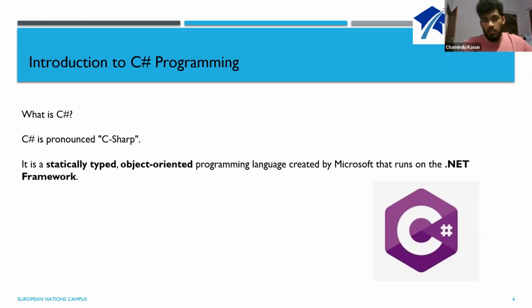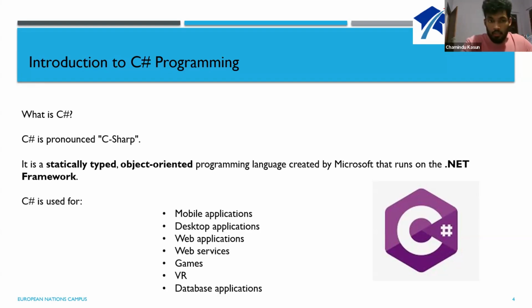Let's understand the meaning of these three keywords. C# is a statically typed, object-oriented programming language that runs on the .NET framework. Using C sharp, we can develop mobile applications, desktop applications, web applications, games, etc. It is a widely used language in the industry.